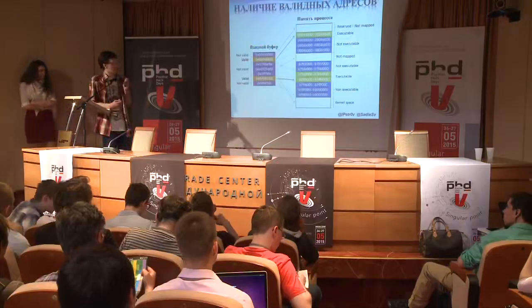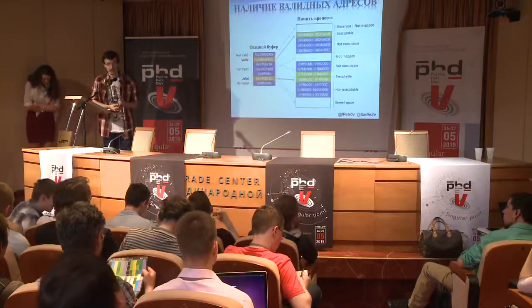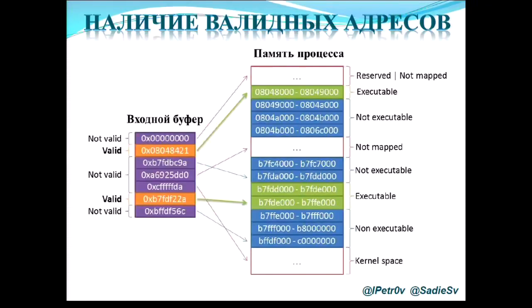So let's go and look at those signs. One of the static signs is the availability in the network traffic of so-called valid addresses. Under valid addresses, we understand addresses which point to pages, first of all, given to the process, and second of all, pages which allow us to execute instructions.